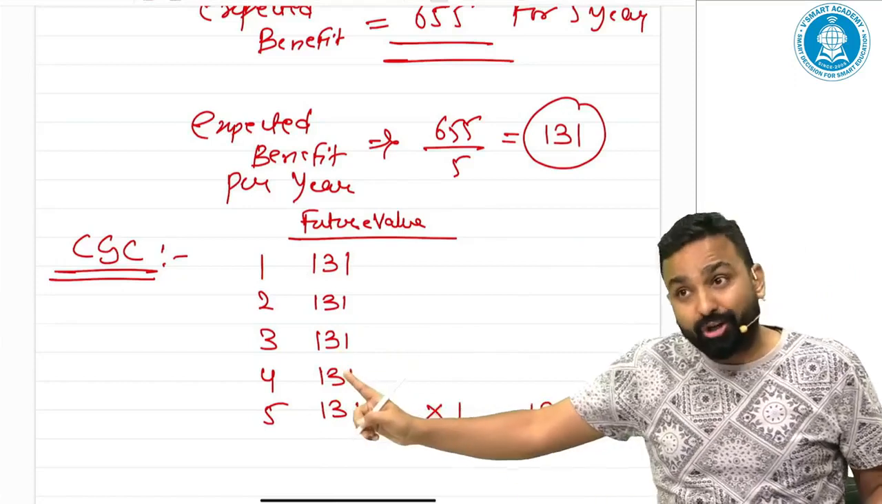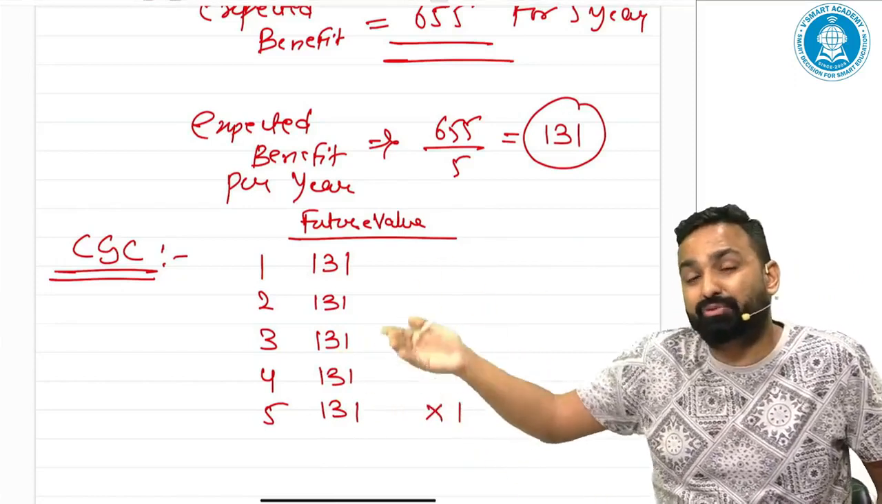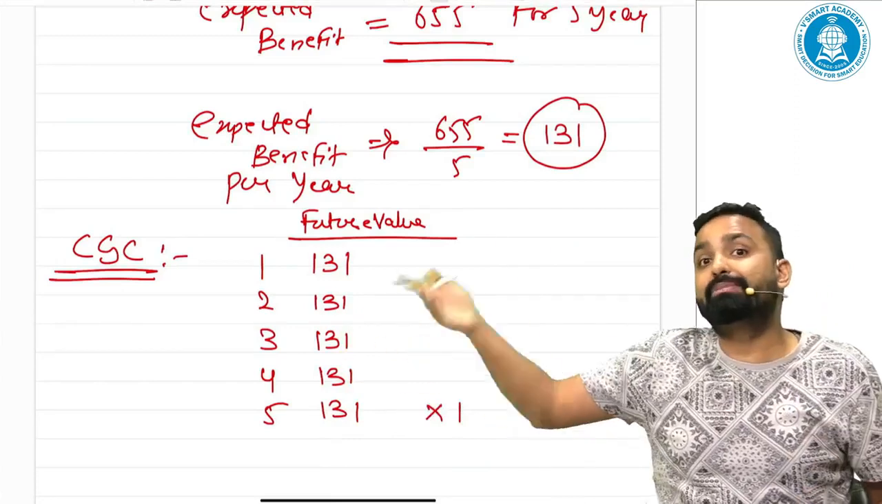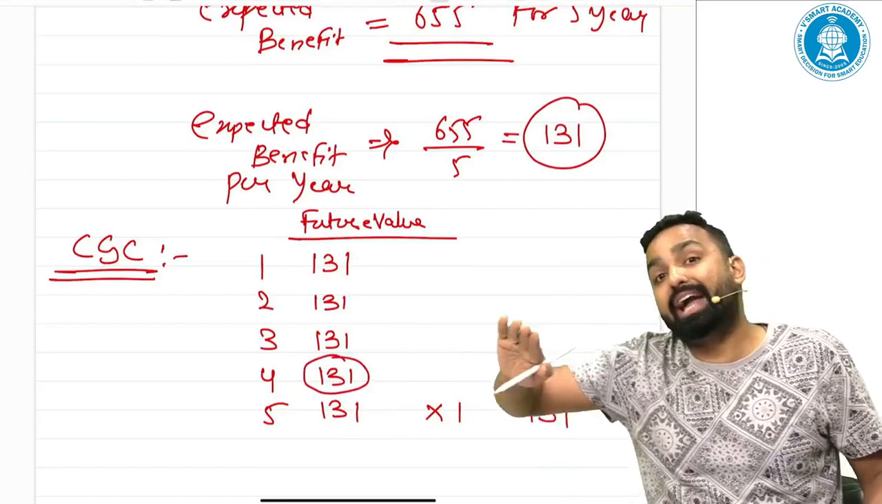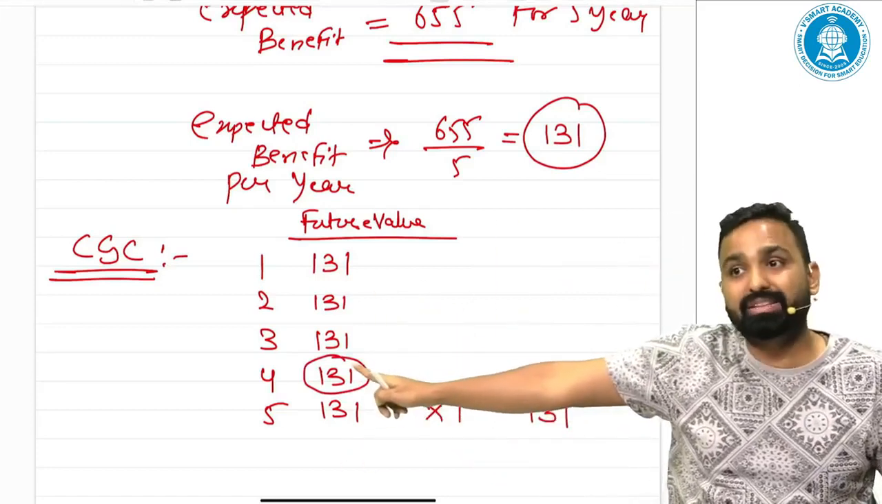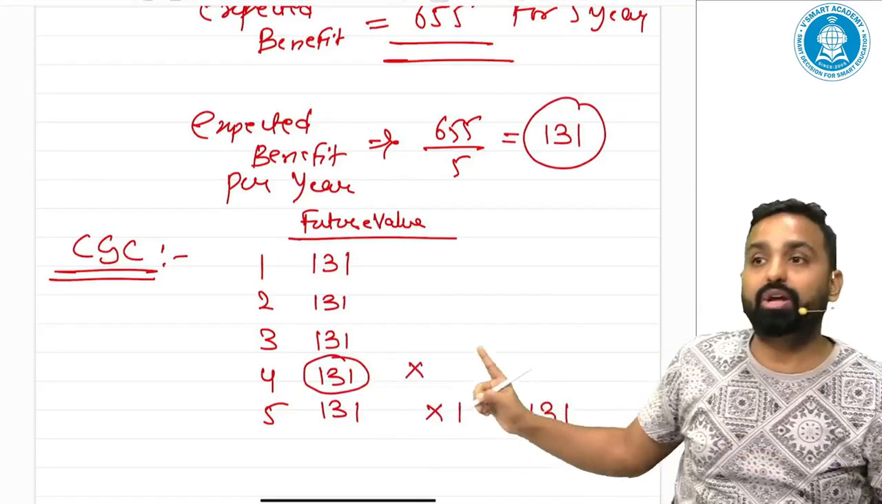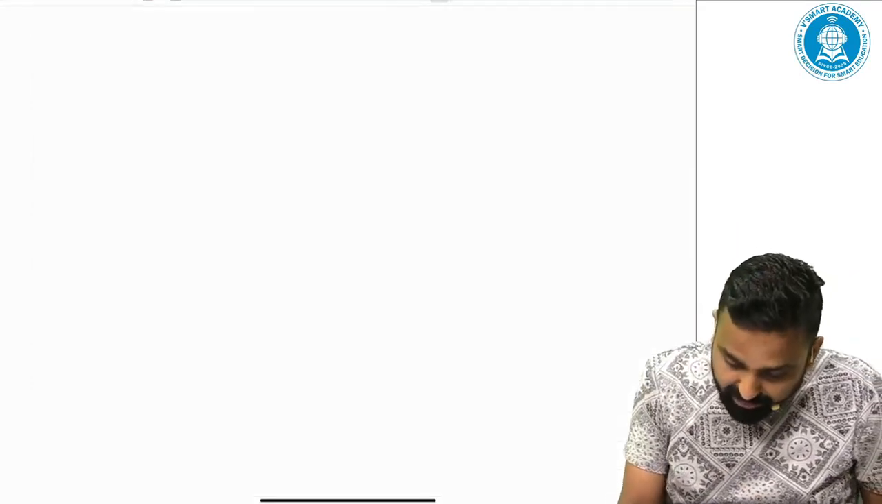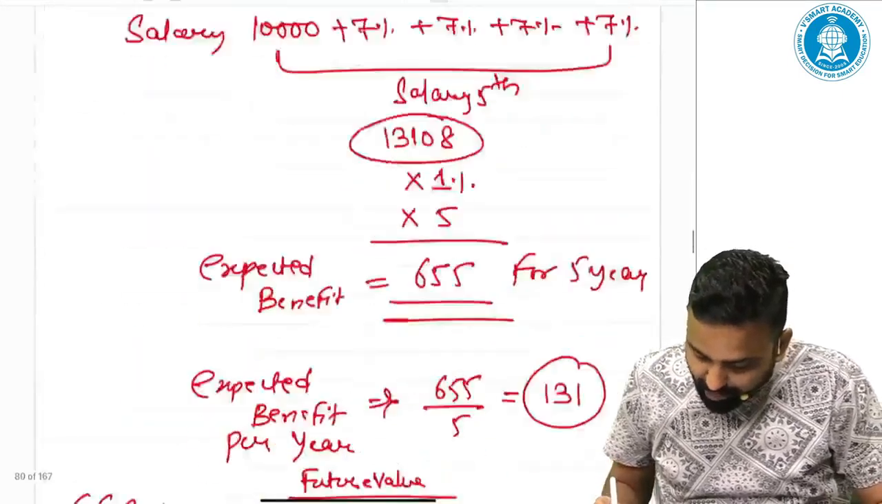But for the fourth year, when the employee gives me service for the fourth year, I have to pay this 131 at the end of the fifth year. So this 131 is payable at the end of 1 year, and I have to discount for 1 year. What was the discount rate? The discount rate was 10%.